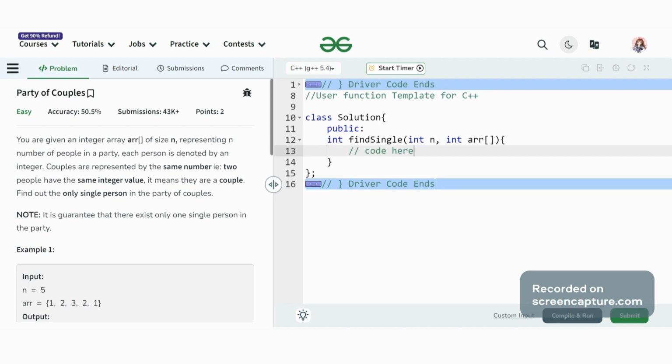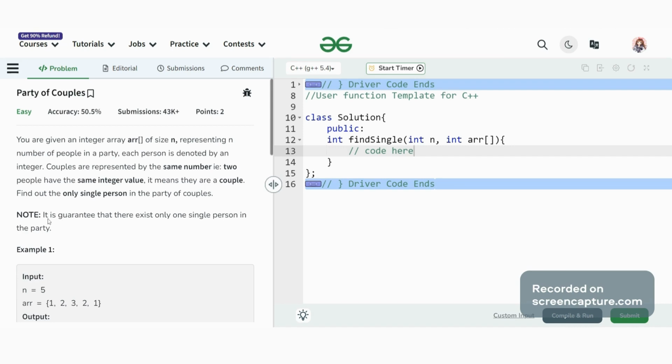Today's GFG POTD is about party of couples. So let's read the problem once. You are given an integer array of size n representing n number of people in a party. Each person is denoted by an integer. Couples are represented by the same number, that is, two people have the same integer value. It means they are couple. We need to find out only the single person in the party of couples.